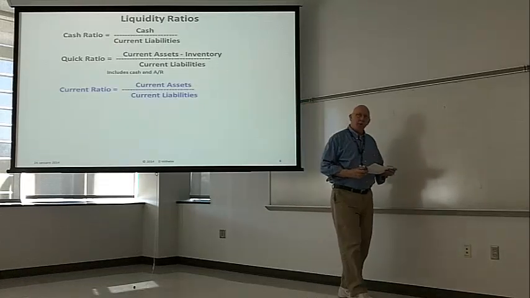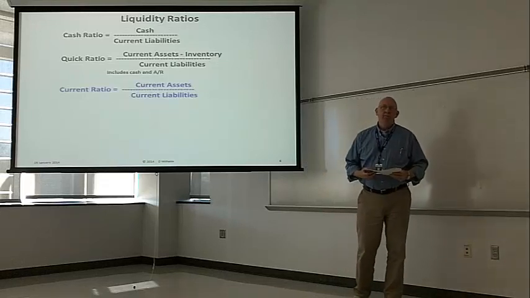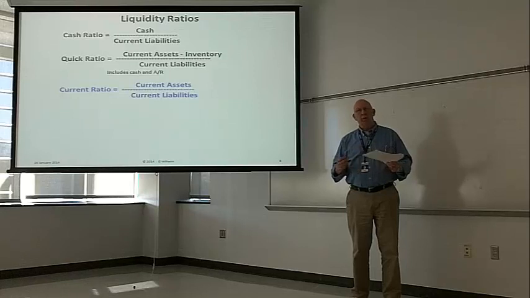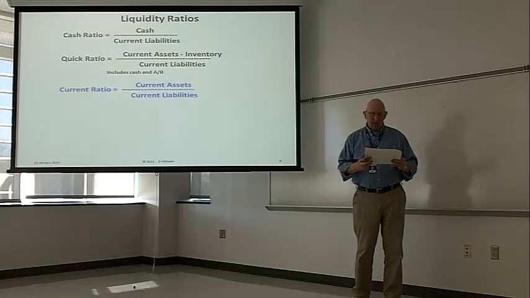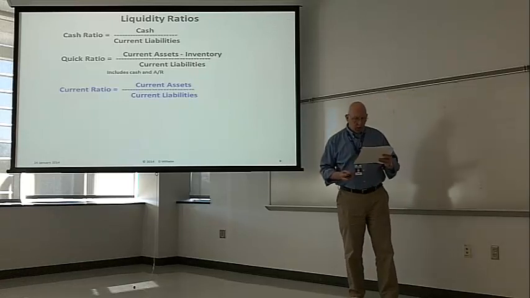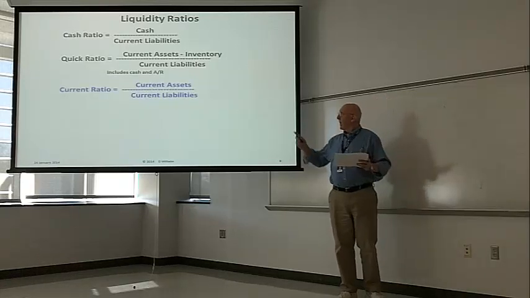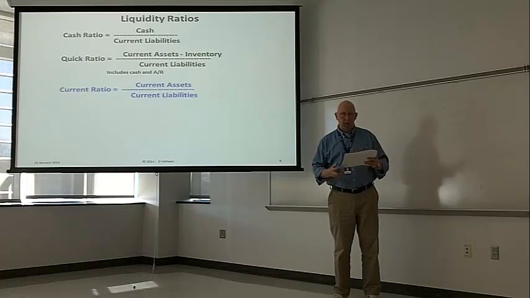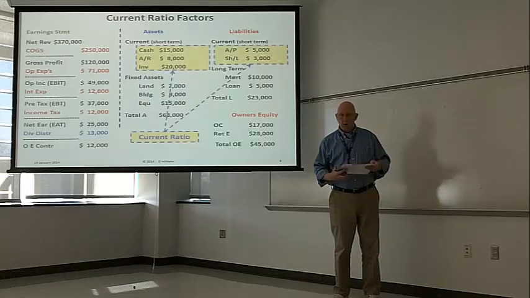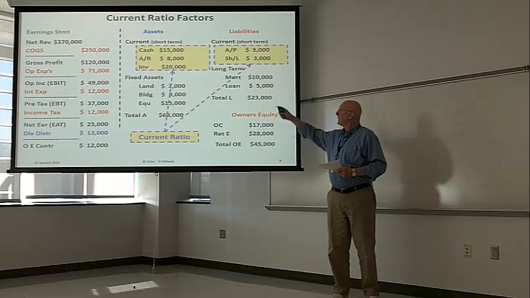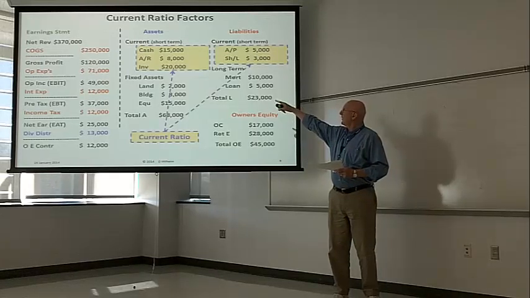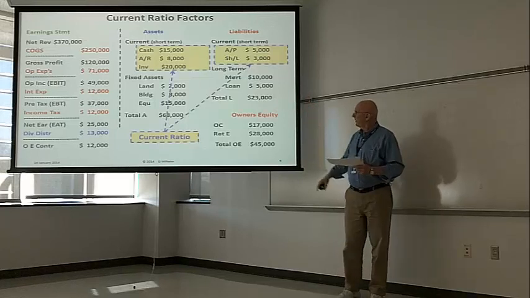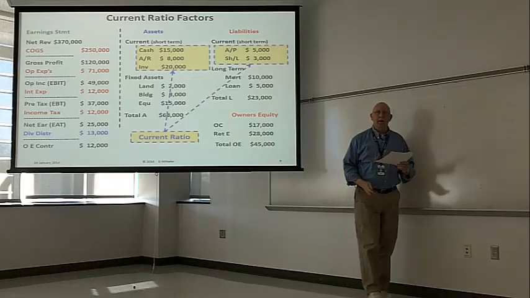Here are the liquidity ratios. Cash ratio compares how much cash is on hand to the current liabilities. Quick ratio takes out the inventory, so it compares the cash plus the accounts receivable to the current liabilities. And the current ratio compares all of the current assets to all of the current liabilities. To calculate that, we need the current assets and the current liabilities. With that information, we can calculate the current ratio.